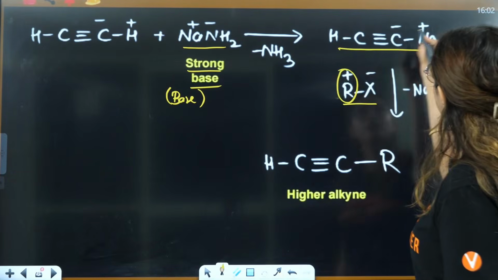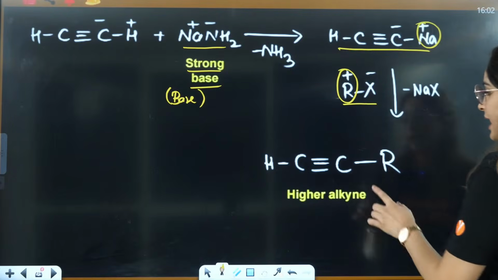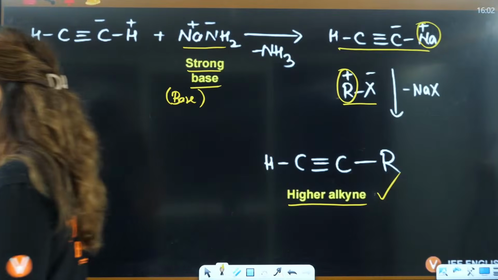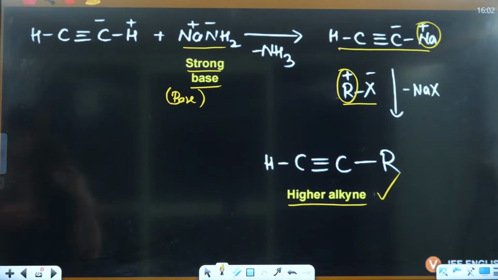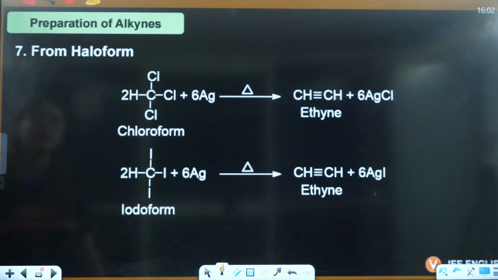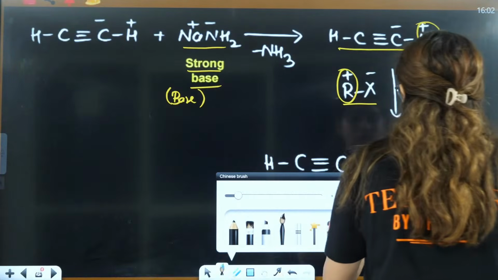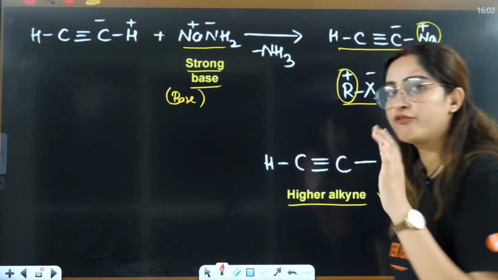This alkyl will replace the sodium here and hence a higher alkyne is formed. Step up reaction. Okay? Step up reaction. Tell me, is that clear, guys? Any problem in the step up reaction? How higher alkynes are formed?